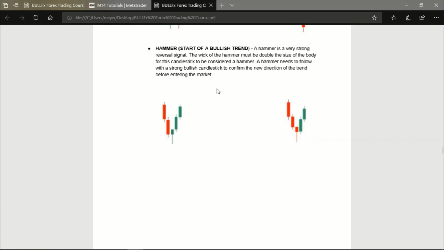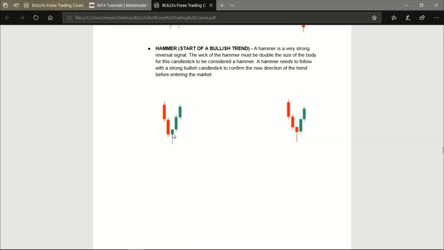Hammer, or the start of a bullish trend. A hammer is a very strong reversal signal. The wick of the hammer must be double the size of the body for this candlestick to be considered a hammer. A hammer needs to follow with a strong bullish candlestick to confirm the new direction of the trend before entering the market.